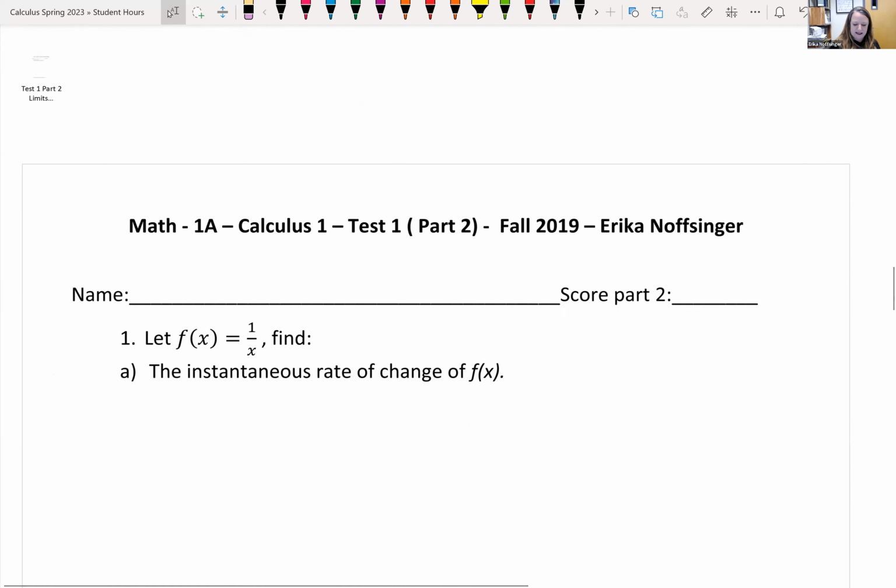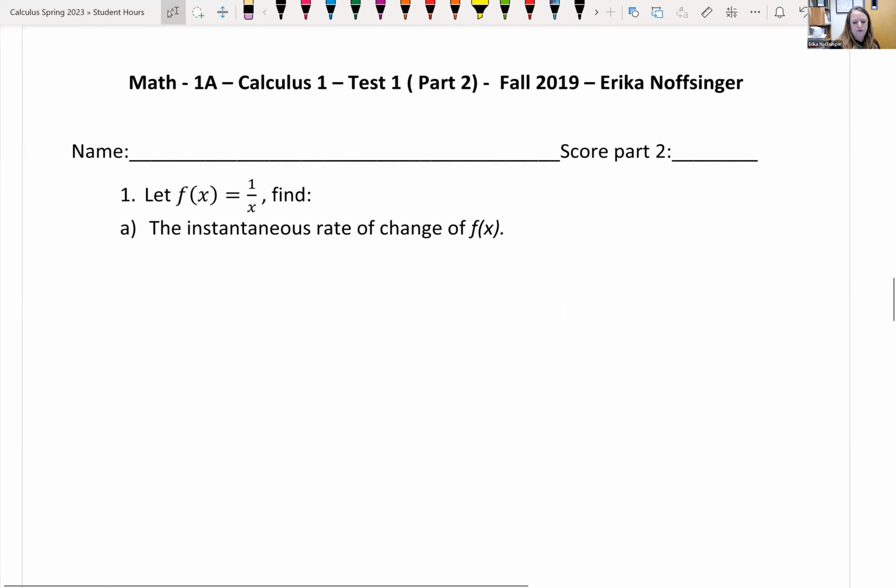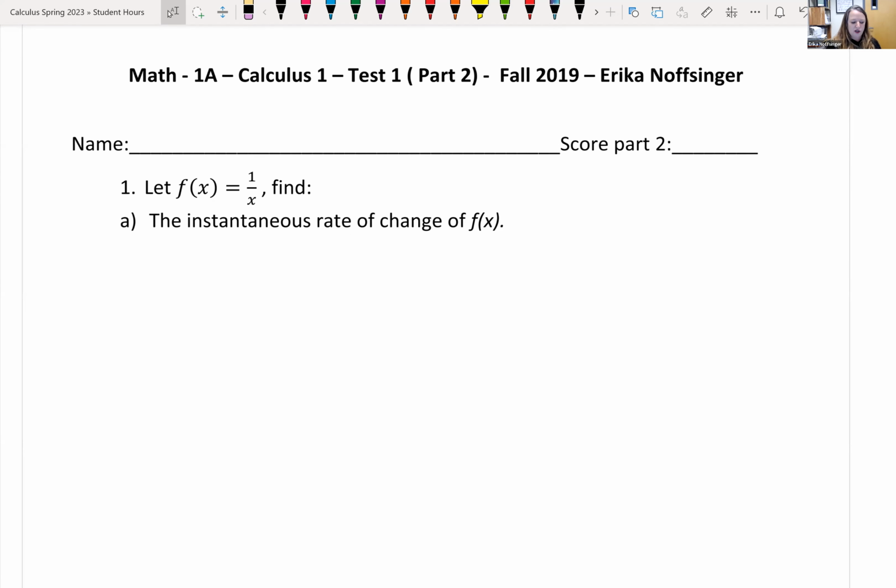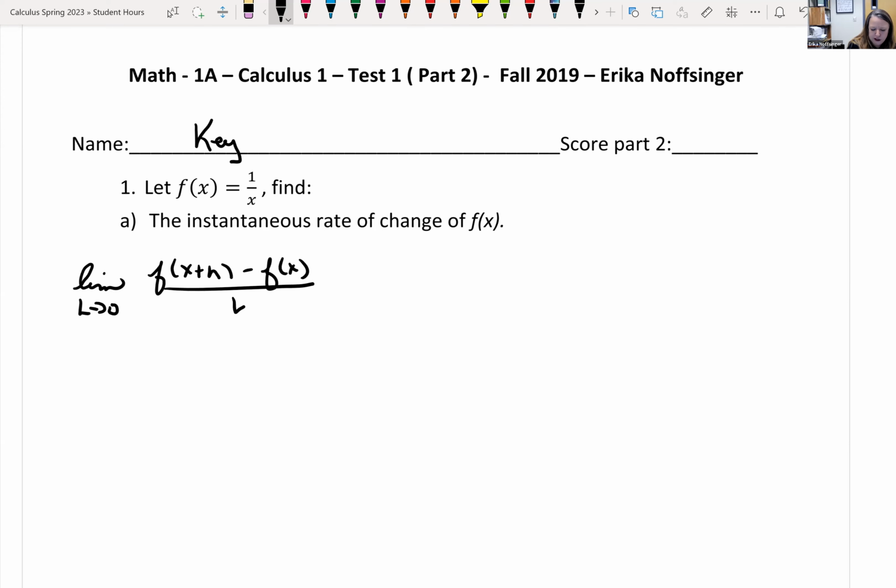And so let's move on. You should have done this also. And so let's go through the key of the second part of the practice test that you took. And so this says, let f of x equals 1 over x. We want to find the instantaneous rate of change of our function. So we want to find the derivative here. So we want to look at the limit as h approaches 0 of f of x plus h minus f of x all over h.